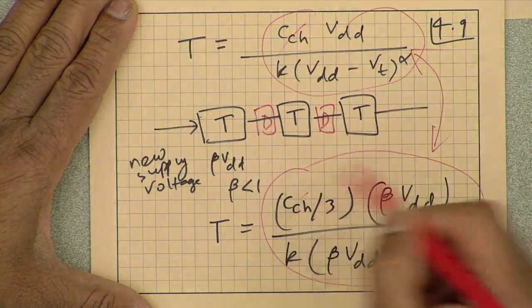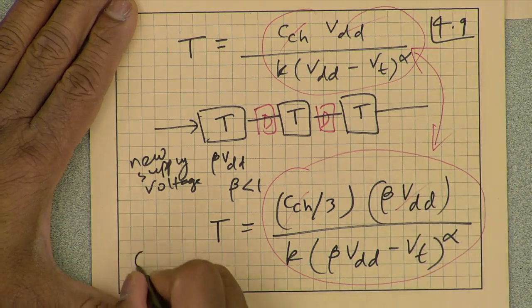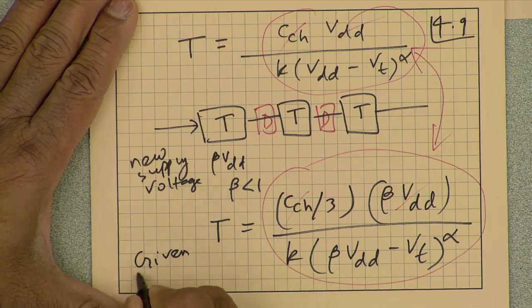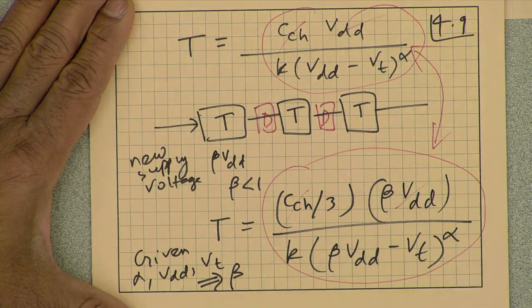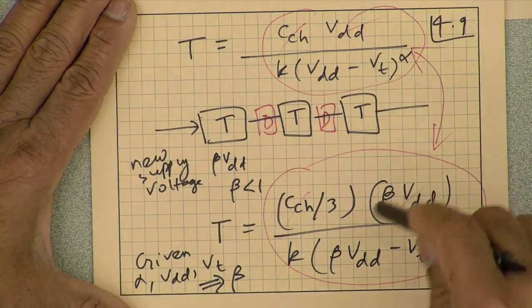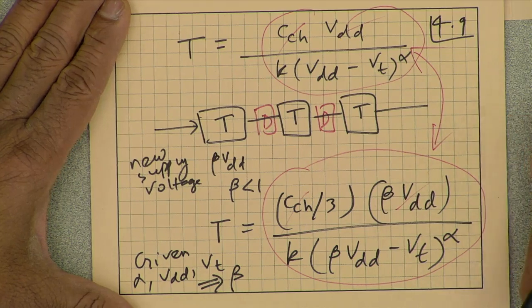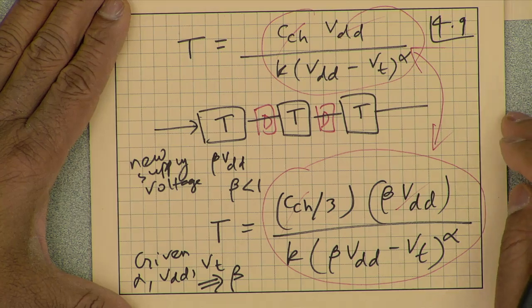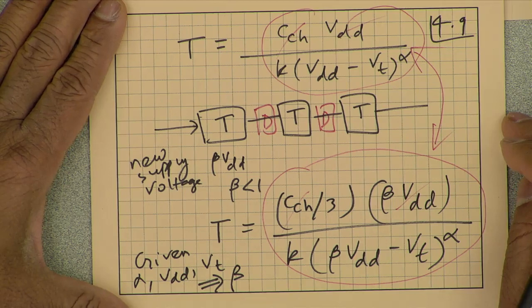Setting this equal to that, the C charge cancels out, VDD cancels out. Given VDD, alpha, and Vt, solve for beta. So we can solve for beta if we know what the other parameters are. This is just one equation, one unknown. Now we can find out how much the supply voltage should be reduced to maintain identical clock period t in the pipelined data path.